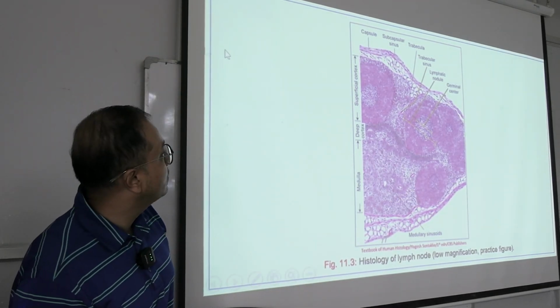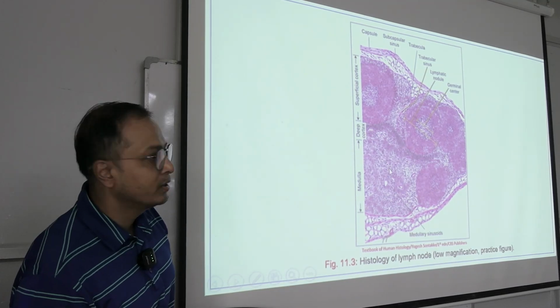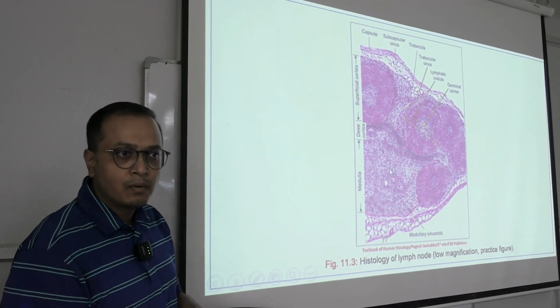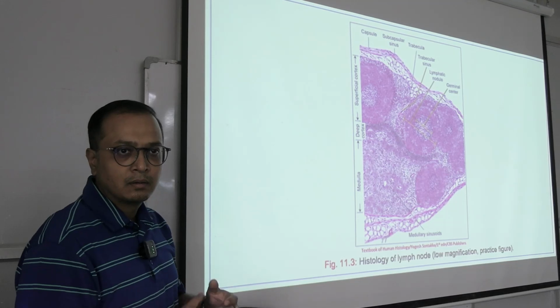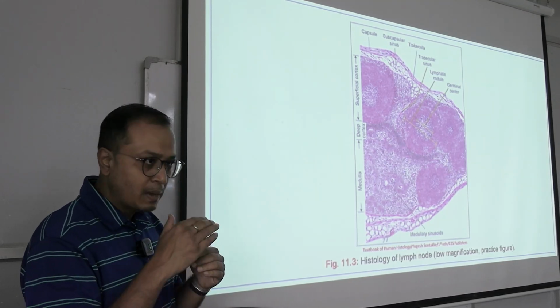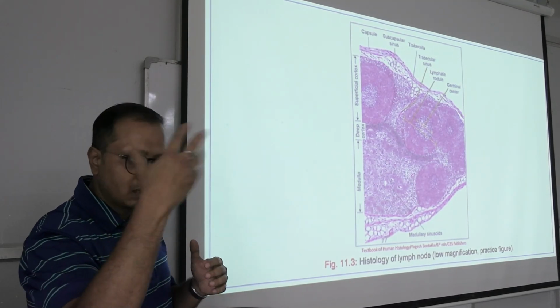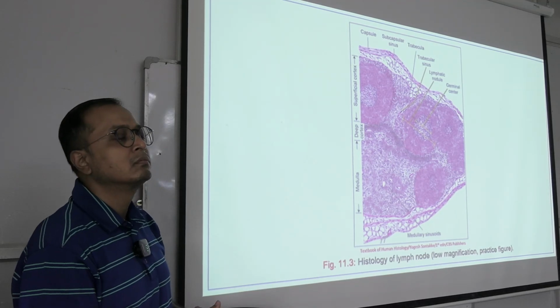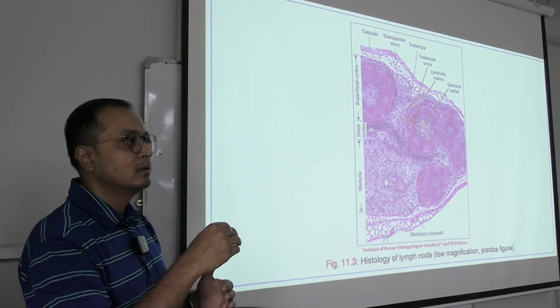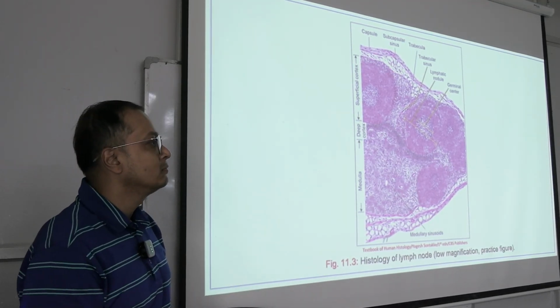So, 3 spaces are there, 1, 2, 3. Out of these 3, we are emphasizing only one. What? Under the capsule. Space, yes or no? Tick, then okay. Looks like lymphoid tissue, has a space, likely going to be a lymph node.